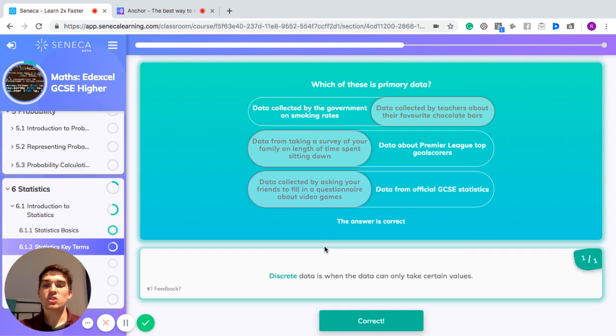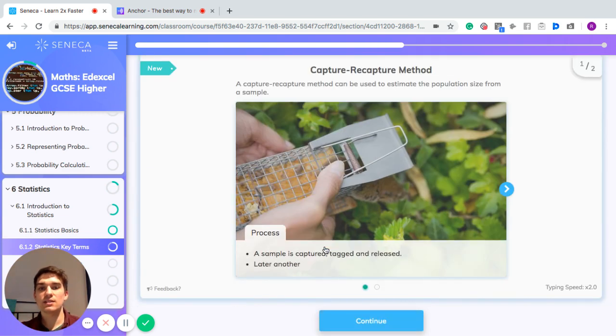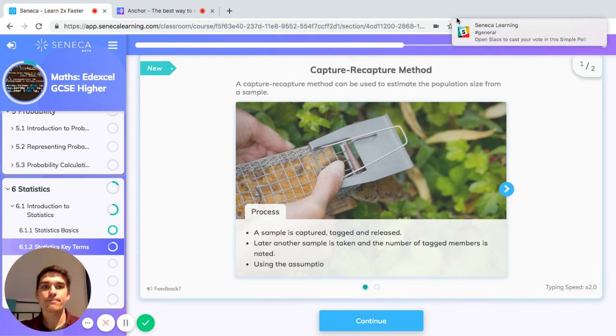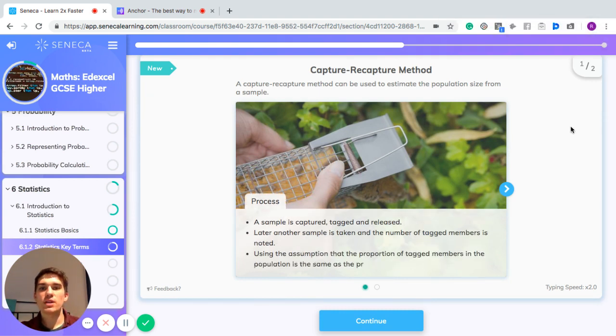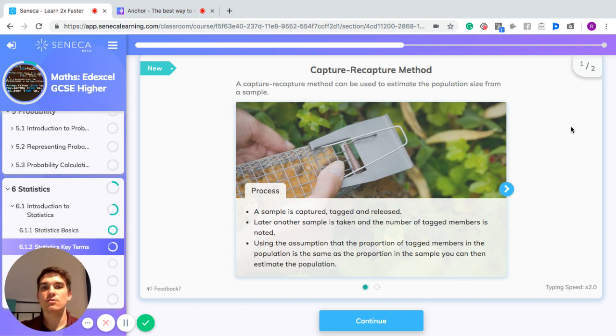Now remember, discrete data is when the data can only take certain values. Now the capture-recapture method can be used to estimate the population size from a sample. So the process of this is, a sample is captured, tagged and released. Later, another sample is taken and the number of tagged members is noted. And then using the assumption that the proportion of tagged members in a population is the same as the proportion in the sample, you can estimate the population.